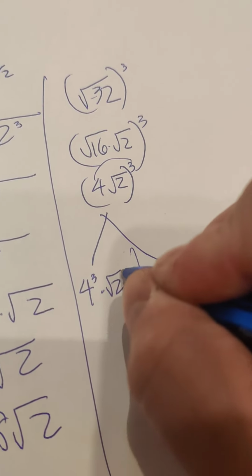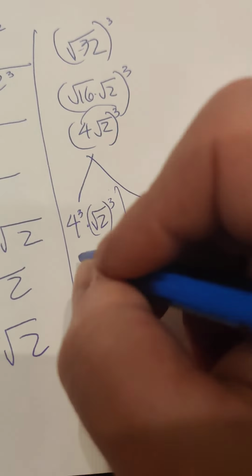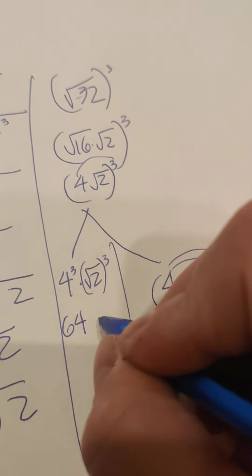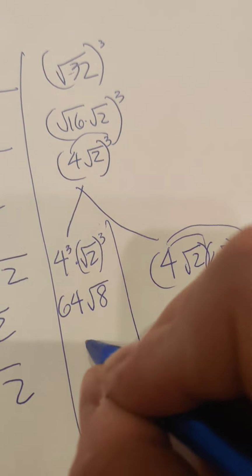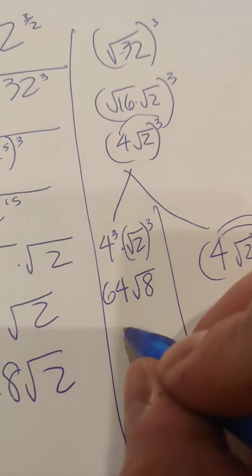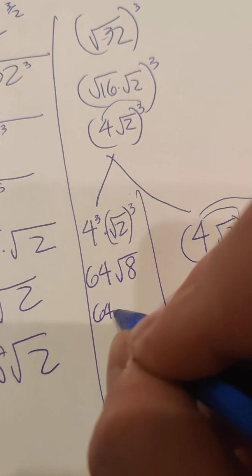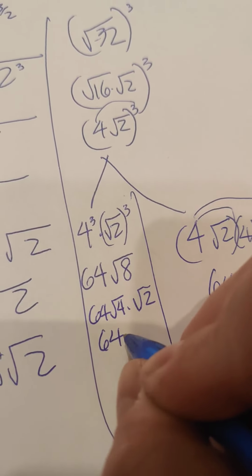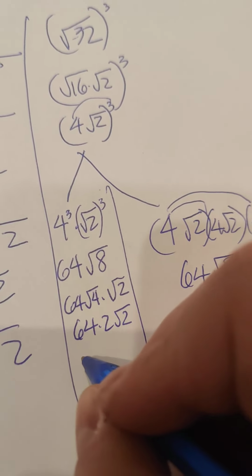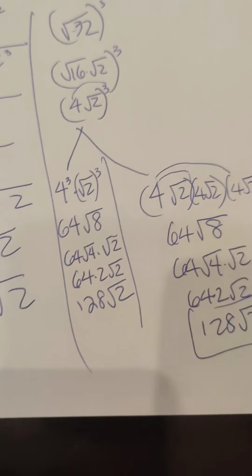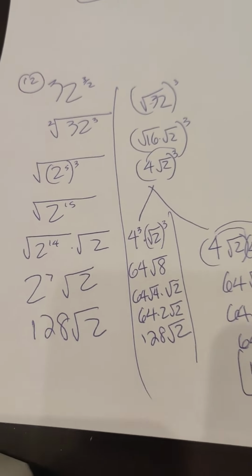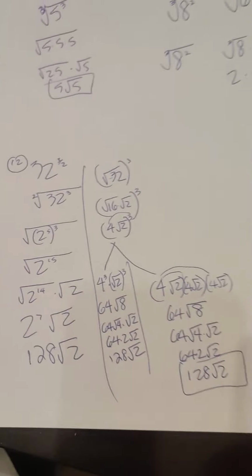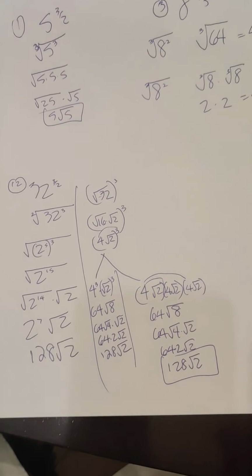Same deal. You also could have gone, right from here, 4 to the third times the square root of 2 to the third. So that's 64 radical 8, which again is 64 radical 4 times radical 2, which is 64 times 2 radical 2, which is 128 radical 2. So any of those methods work. And there's more ways you could do it. Every one of them, there's a lot of different ways. It's just a matter of which way is most comfortable to you.